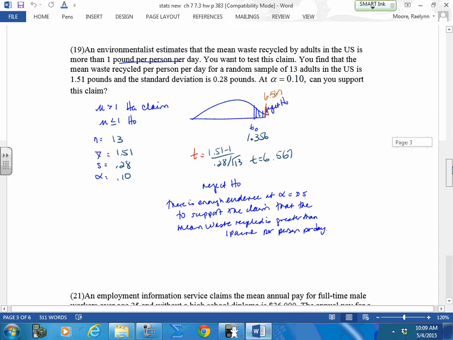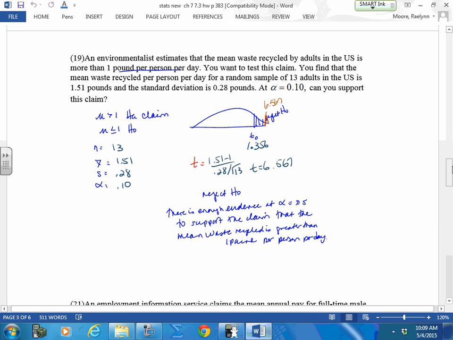Next. All right? An environmentalist estimates that the mean waste time is more than 1 pound. This time our claim is our HA. Your H0 is the complement, less than or equal to. Your tail is a right tail test. Find your T, and that's way, way extreme. That's way in the reject H0.